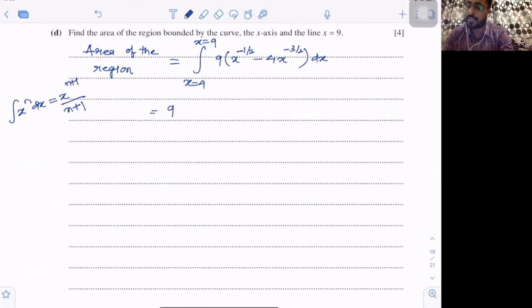So I can have 9 inside a bracket, x raised to minus half. So like x raised to n plus 1, x raised to minus half plus 1. That gives me x raised to half divided by 1 upon 2, right? x raised to n plus 1 upon n plus 1. Then a minus 4, x raised to again minus 3 upon 2 plus 1. So minus 3 upon 2 plus 1 will give you minus 1 upon 2. Is that right? x raised to minus 3 upon 2 plus 1 will become minus 1 upon 2, whole divided by n plus 1, which is minus 1 upon 2.